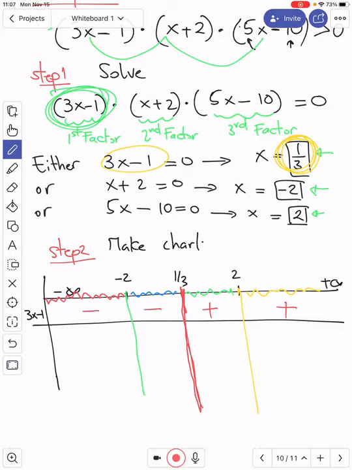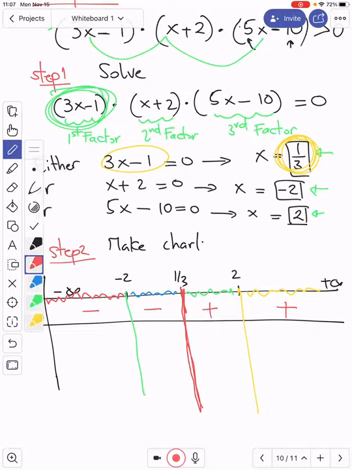So I don't have to plug in any number. If I plugged in numbers, of course, I'd have to plug in 4 different numbers, one for each interval. I think this chart is very, very convenient. You'll see, even with rational inequalities.